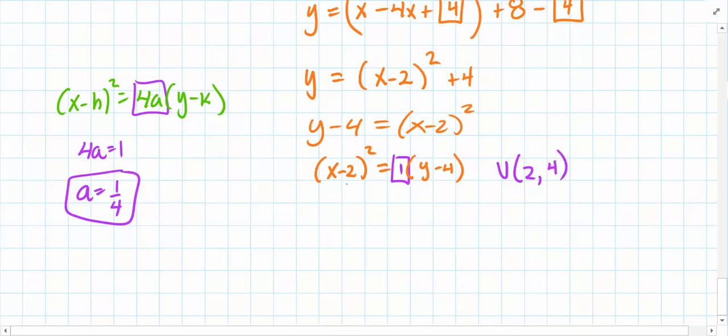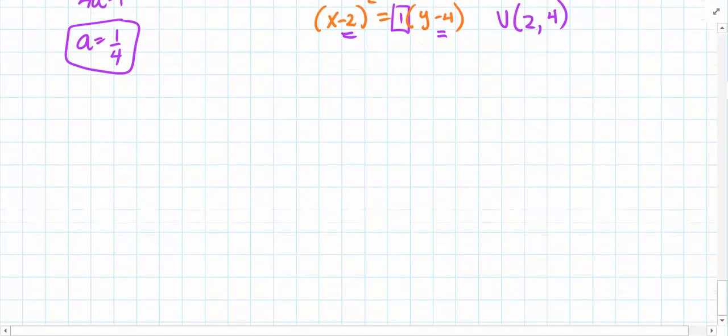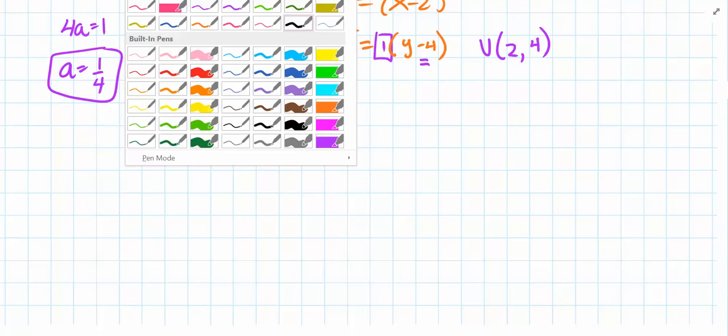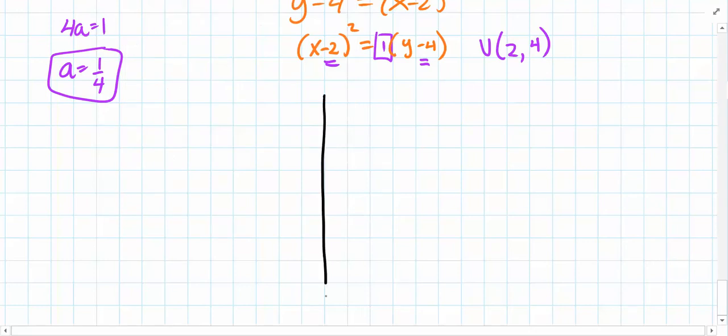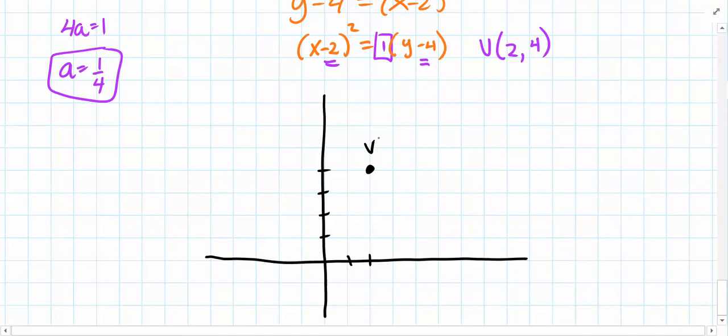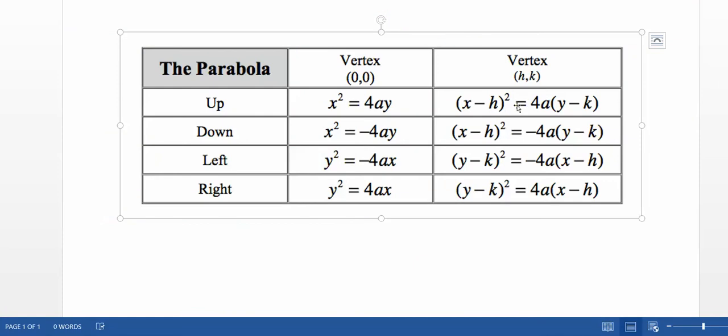So that's where our vertex is. Let's go ahead and put that information onto the graph. Do your best to draw a graph in this form, I think it really helps. So the vertex is at 2, 4: 1, 2, 3, 4. So far, so good. Now, I know that since x is being squared, according to my cheat sheet here, and a is positive, this parabola has to open up. That's very, very important to know.